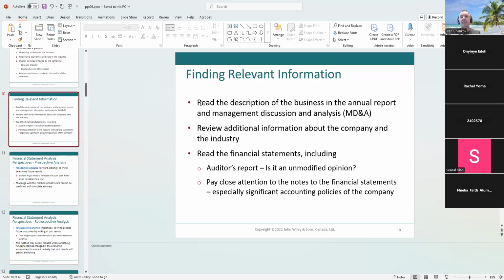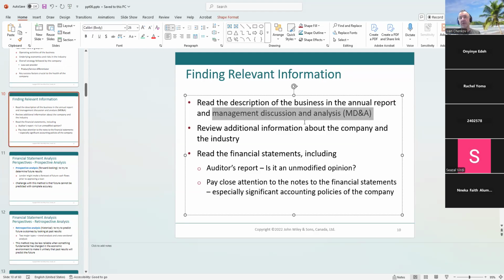Then you're going to find more relevant information from the management discussion and analysis report, which I just showed you. You're going to review all the additional information. You're going to review the financial statements, which we just saw. You saw that there's an auditor's report as well. And the last thing that you have to do, pay close attention to the notes to the financial statements. Why? Because nobody looking at the statements knows them. Especially pay attention to the accounting policies of the company, what has been changed, how it has been changed, what they're doing going forward.